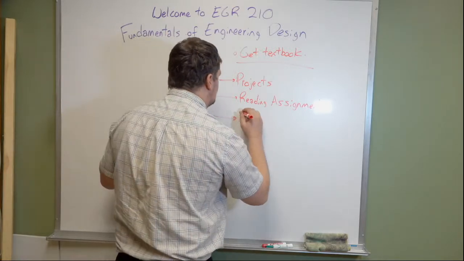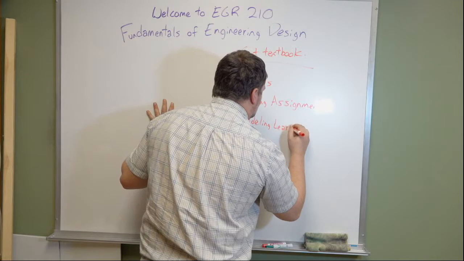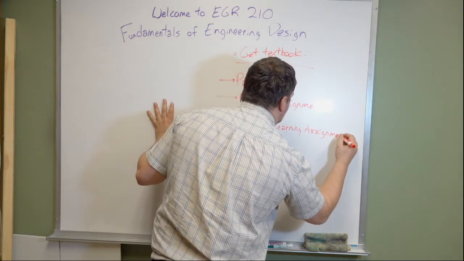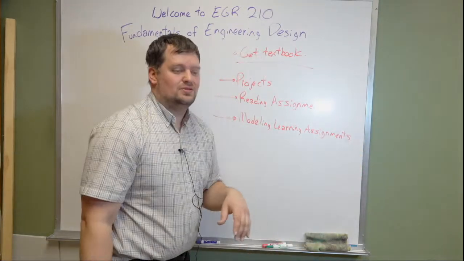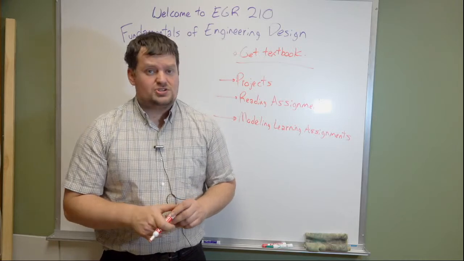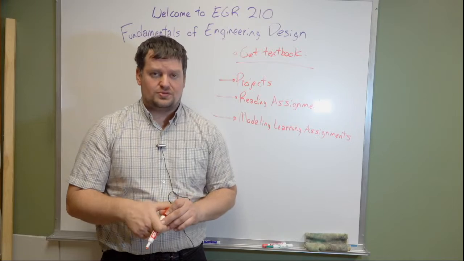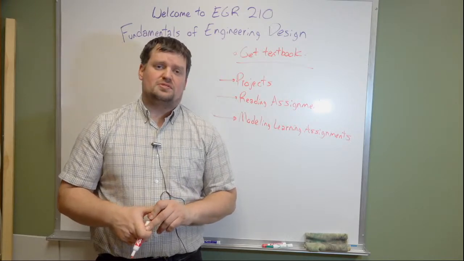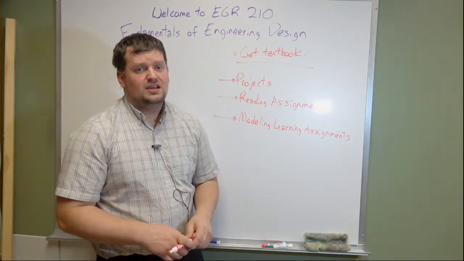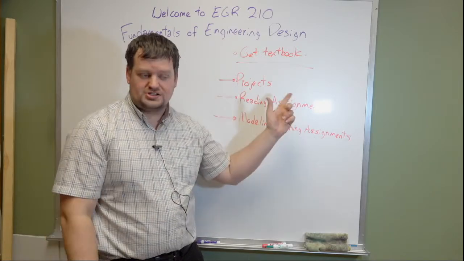We're going to be doing modeling learning assignments. Now the purpose of the modeling learning assignments is to teach you how to use the modeling software. In order to graduate from this course, you will need to have a proficiency in both AutoCAD and SolidWorks. You cannot graduate from this course without having those. This represents 20% of your total grade, and it represents a significant portion of your contributions to the projects.